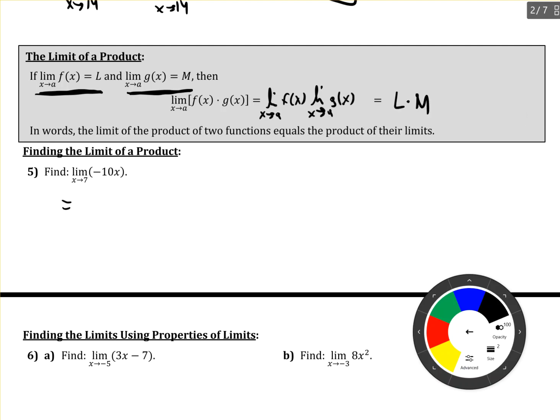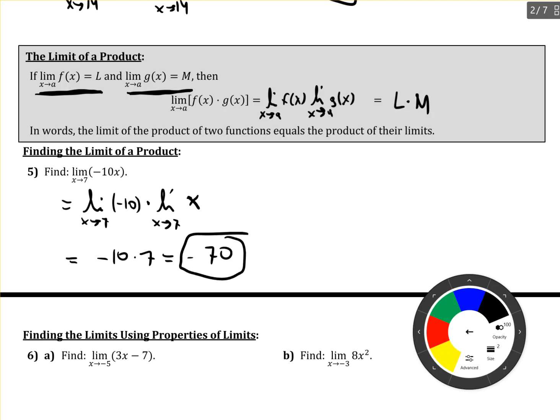So looking at this, it is the limit as x goes to 7 of -10 times the limit as x goes to 7 of x, which is equal to, the constant is -10. The limit of x is just the x value, so I get -70 as my answer.